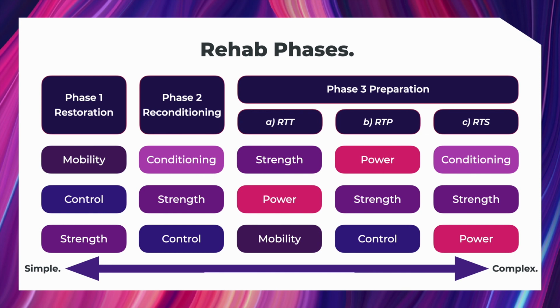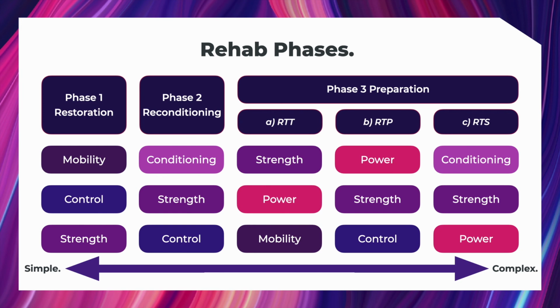And again, I've adapted this slightly. We've got three distinct phases to this: phase 1, restoration; phase 2, reconditioning; and phase 3, preparation. For 99% of acute injuries, I will follow this pathway. There are a few, like an ACL, where I'll follow the Melbourne Return to Sport guide instead of this. But any other injury, I will follow this pathway.